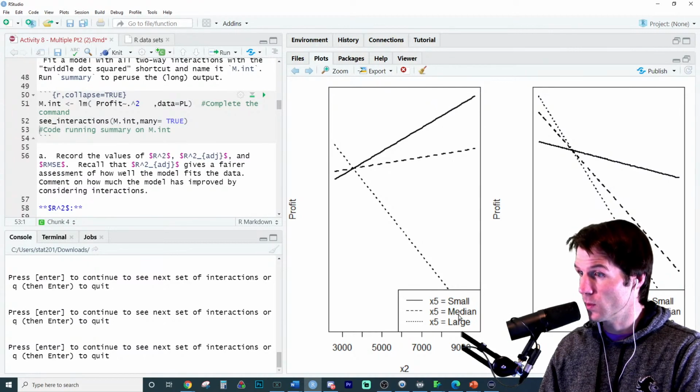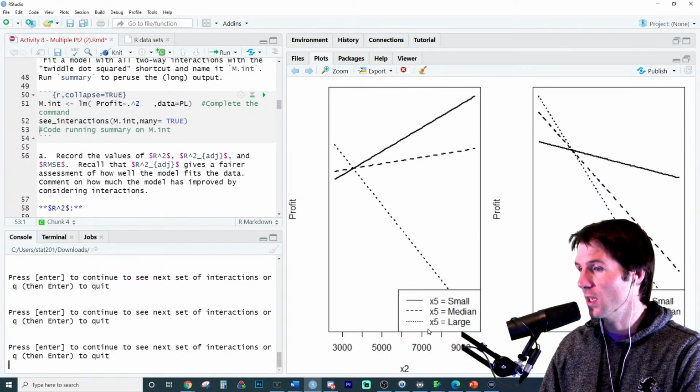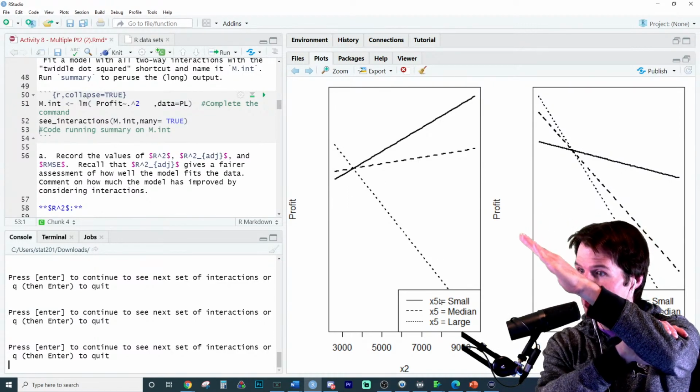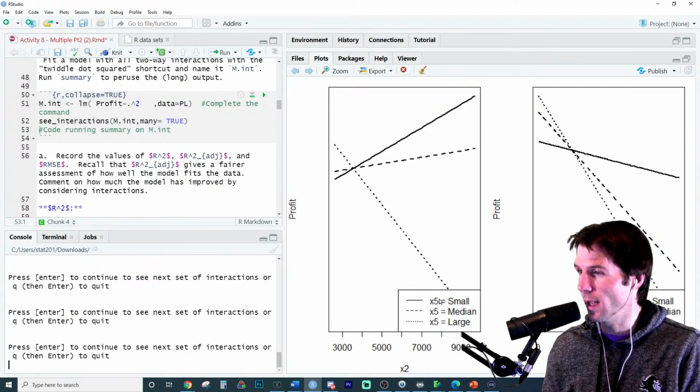When x5 is very small, that's that line right there, x2 actually has a positive relationship with profit. When x5 is very large, then x2 actually has a very strong negative relationship with profit. So we can see as x5 increases, the impact of x2 goes from positive to negative. It starts here, but as x5 gets bigger, it's going to go from positive to negative.